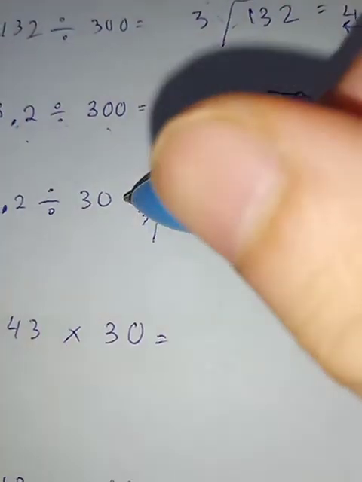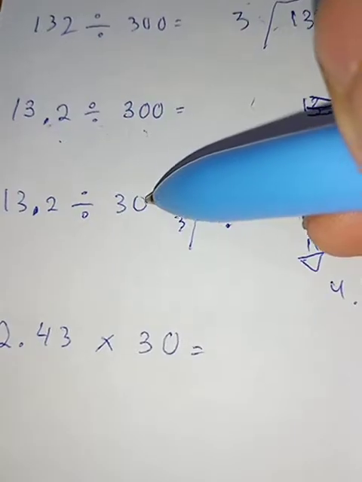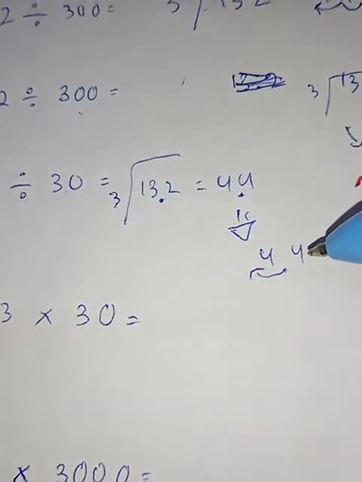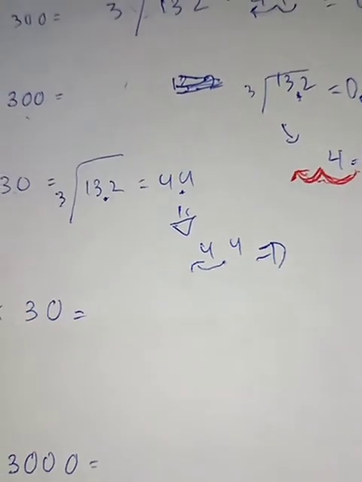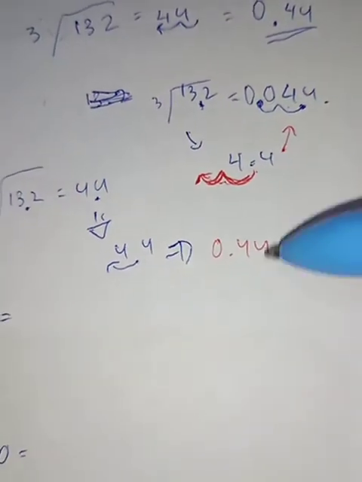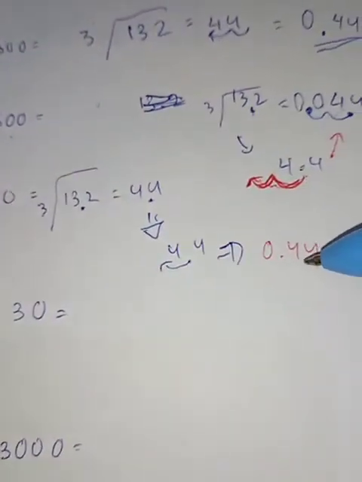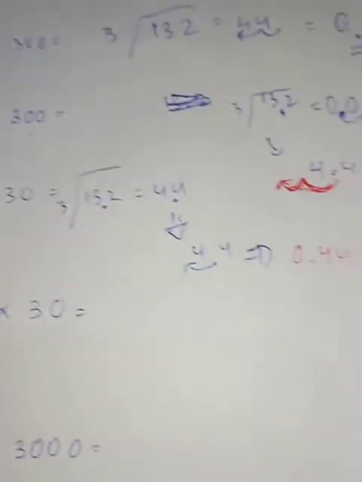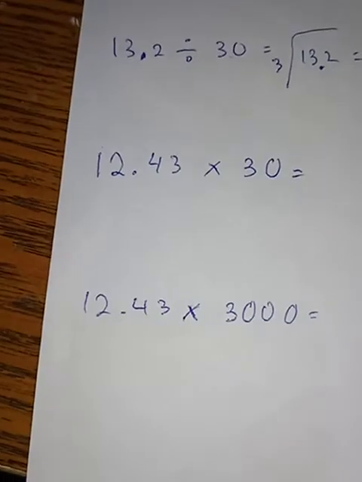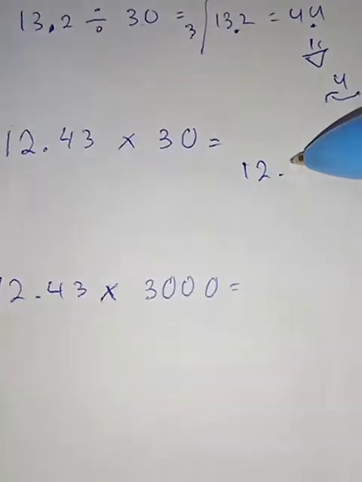move the decimal place to the left one time, because you divide by only 10, right? So one time here. So now it becomes 0.44. That is the difference. This one moved to the left 2 times because 300 is just 3 and 100. So this one, 5.43.